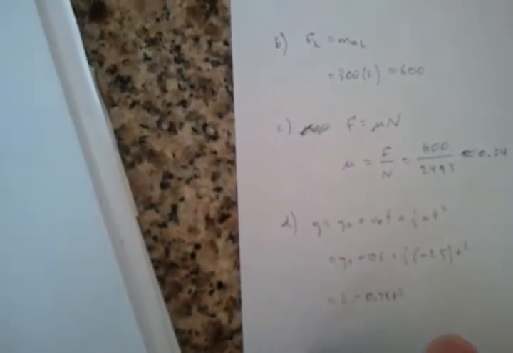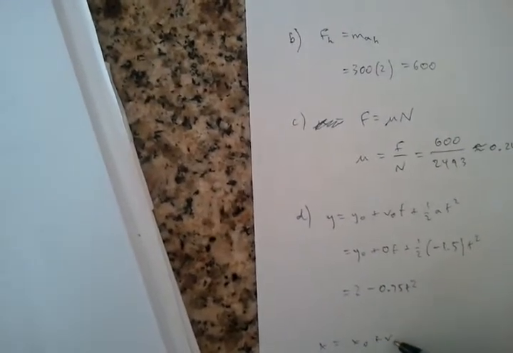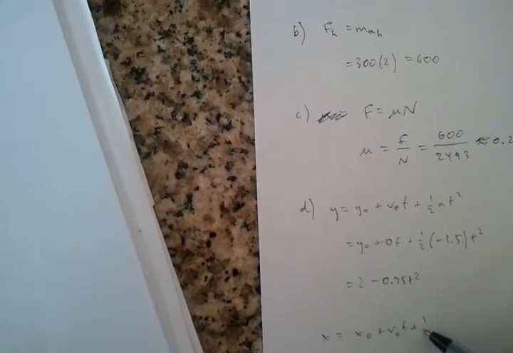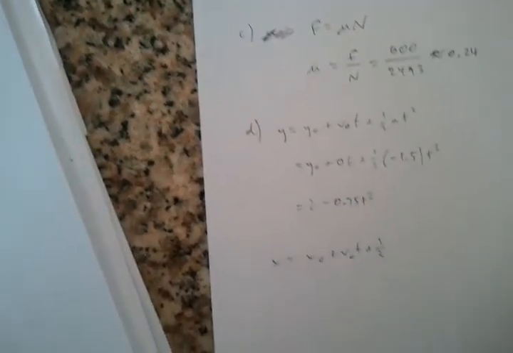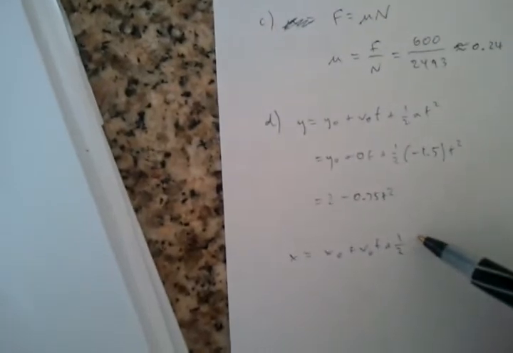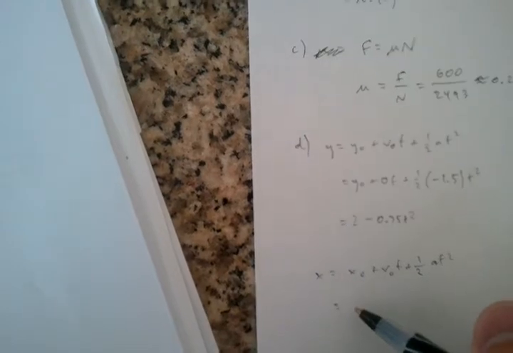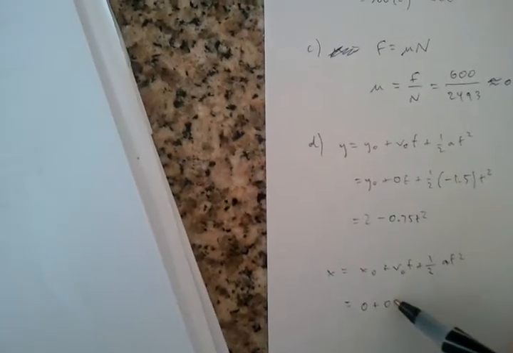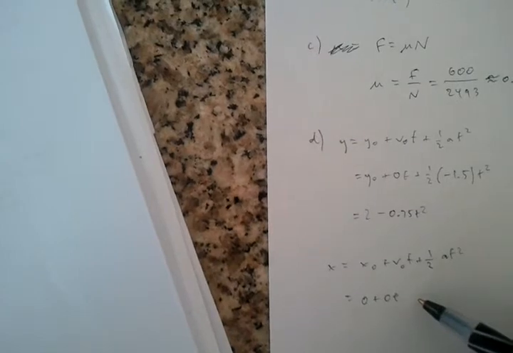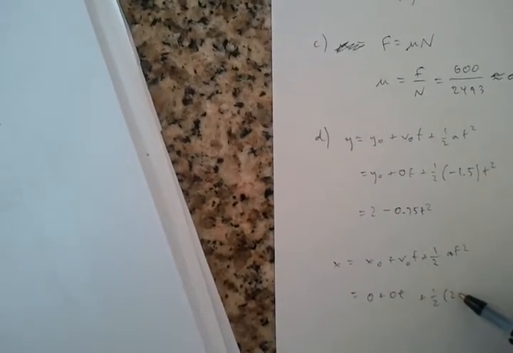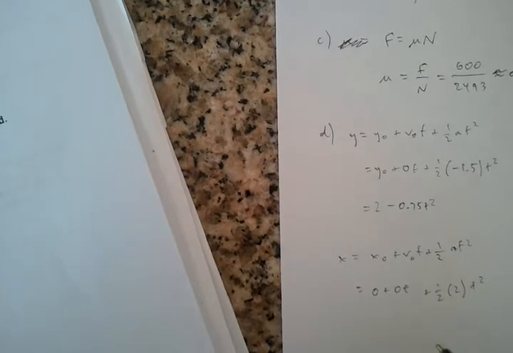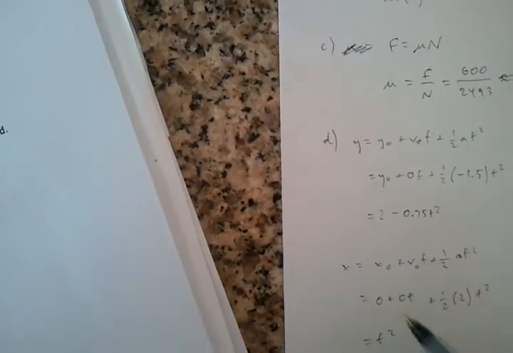So now x in terms of t, x is equal to x naught plus v naught t plus 1/2 times acceleration times time squared equals 0 plus 0t, since both of those initial values were 0, plus 1/2 times 2t squared. And of course this simplifies down to just t squared. So you have x equals t squared.